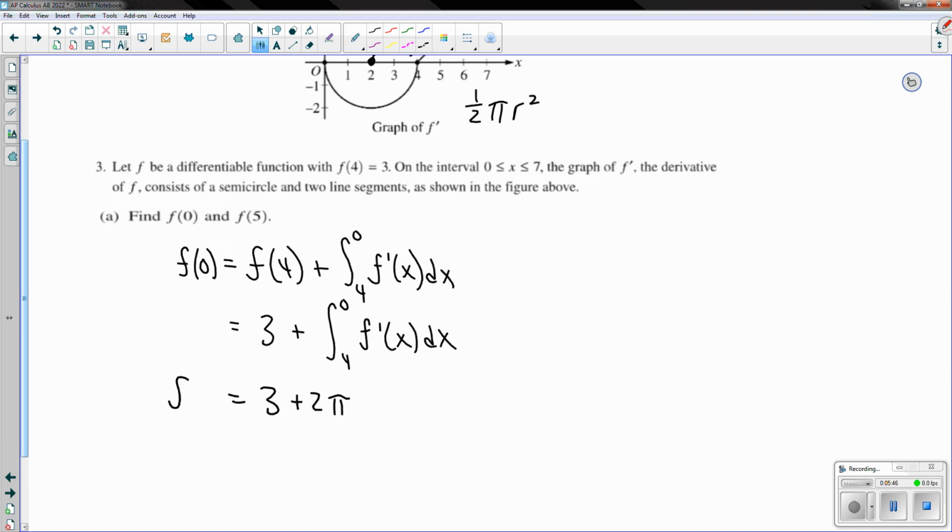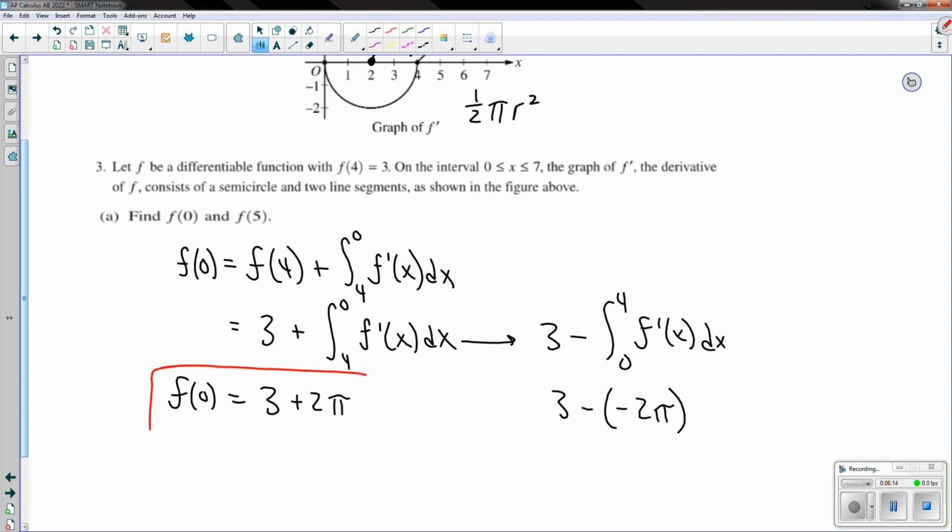And that is the value of f of 0. And we would have got that same thing if instead of at this point we did 3 minus, we switch and we go from 0 to 4, f prime of x dx. And now because we're working from left to right, our base of our rectangles in the Riemann sum are now positive. The function output is still negative in that section of the graph. So now we're going to get negative 2 pi as the area under the curve, and we still get that plus 2 pi. So we have just found what f of 0 is.